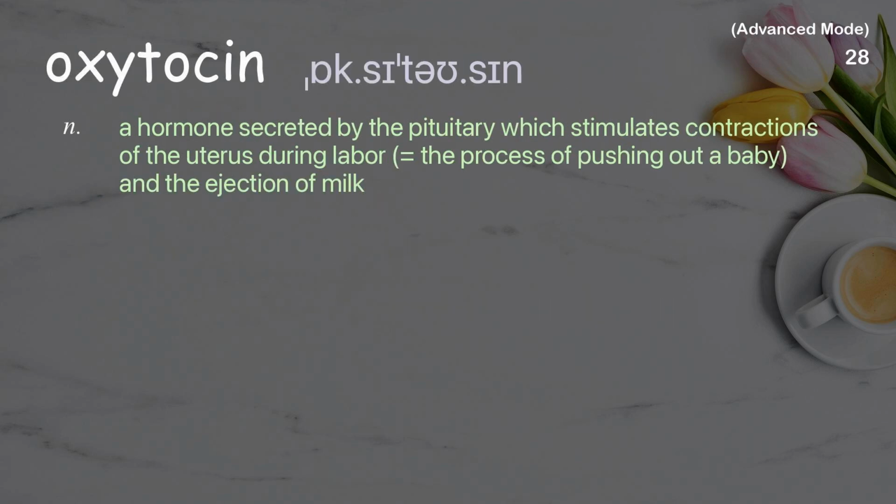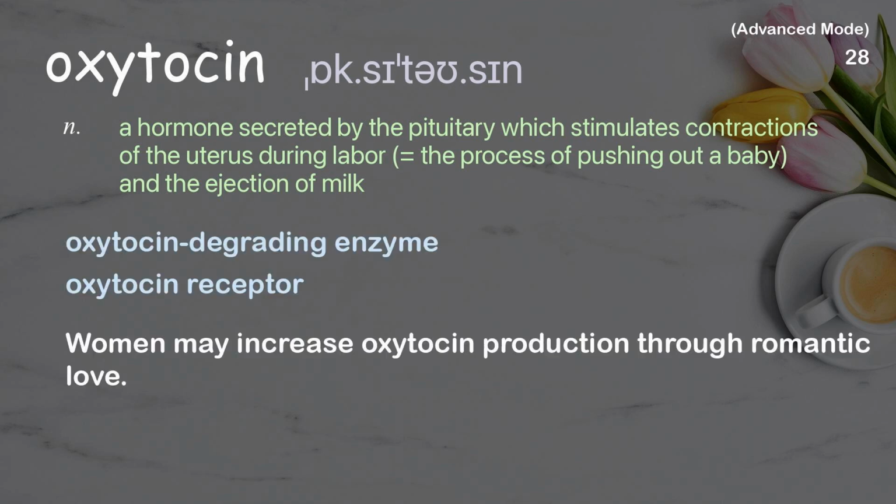Oxytocin: a hormone secreted by the pituitary, which stimulates contractions of the uterus during labor, the process of pushing out a baby, and the ejection of milk. Examples: oxytocin-degrading enzyme, oxytocin receptor. Women may increase oxytocin production through romantic love.